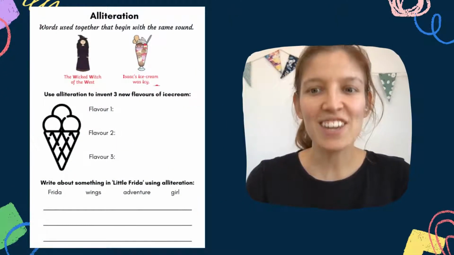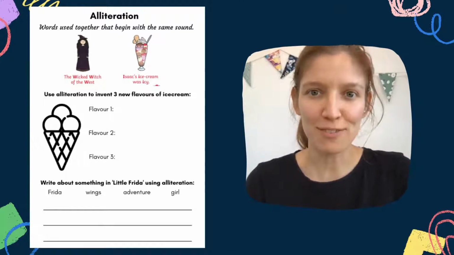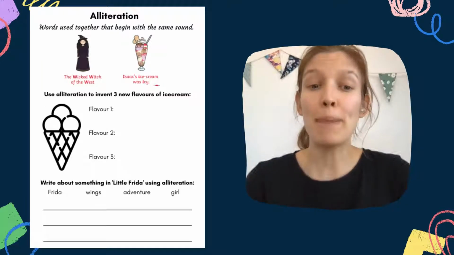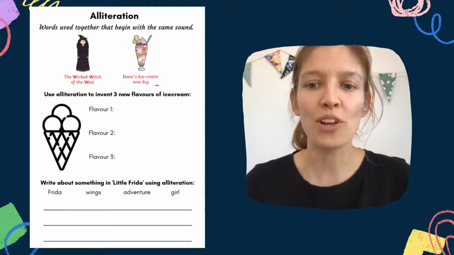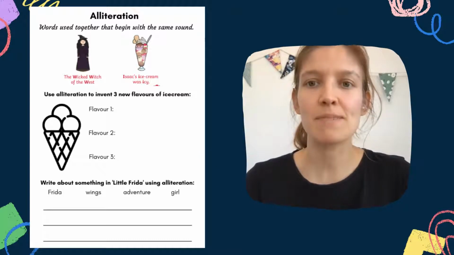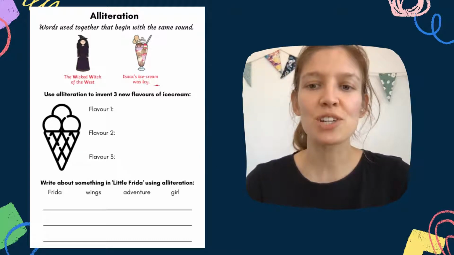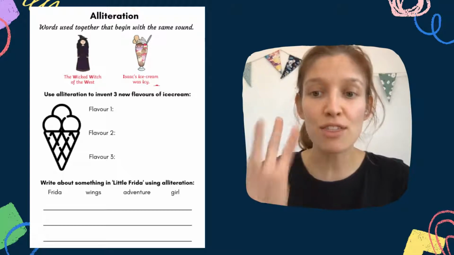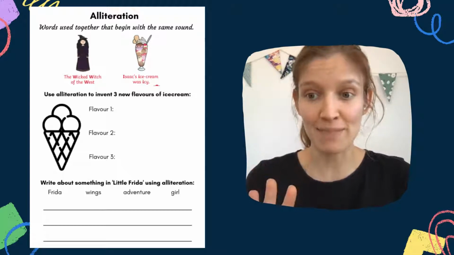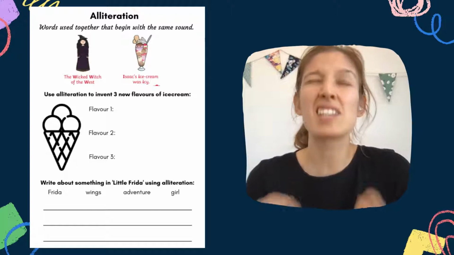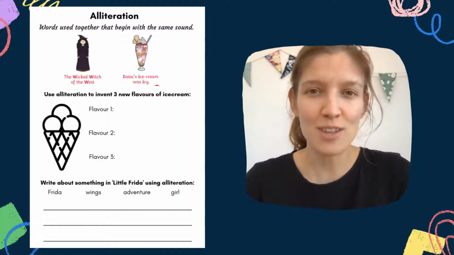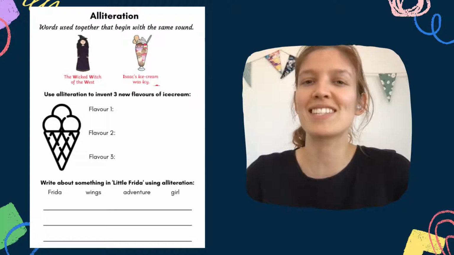And finally, you can complete your worksheet for writing today. Now that you know a bit more about alliteration, you can show us what you know by completing the worksheet. The first activity you will do is use alliteration to invent 3 new flavors of ice cream. Try and make them sound as delicious as you can so that everyone at home wants to try these flavors.